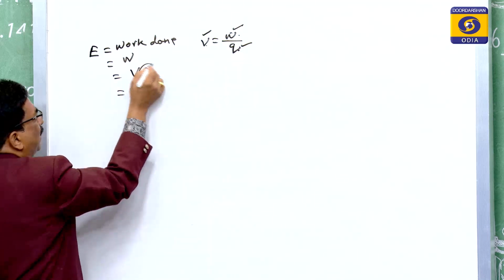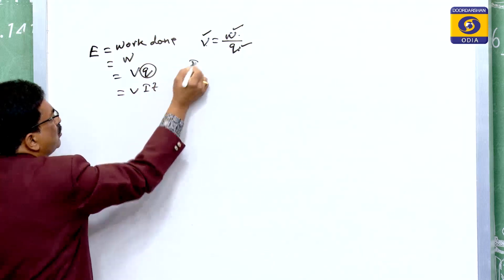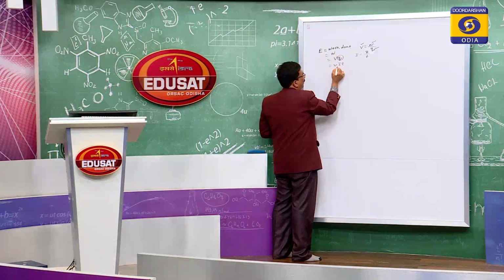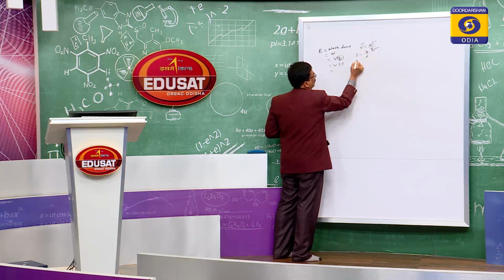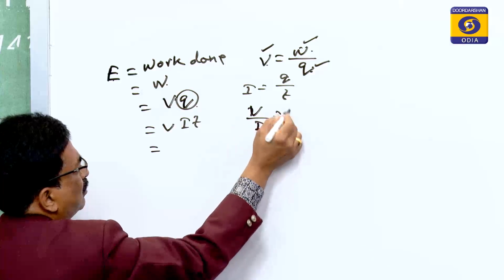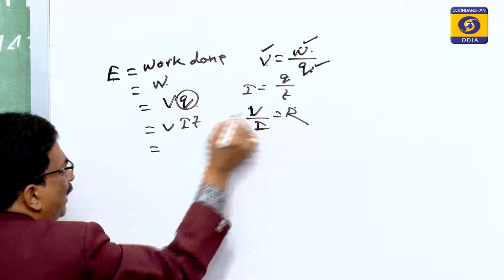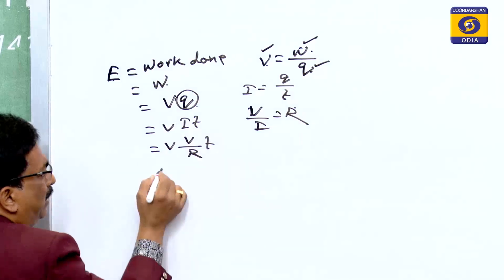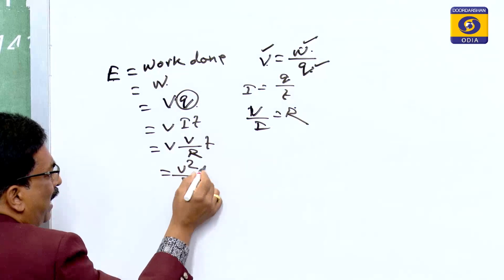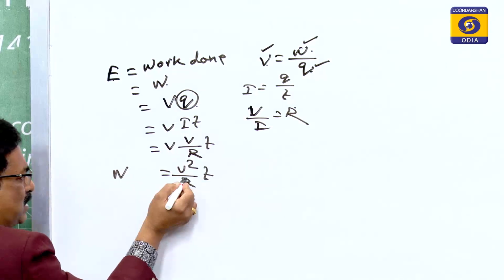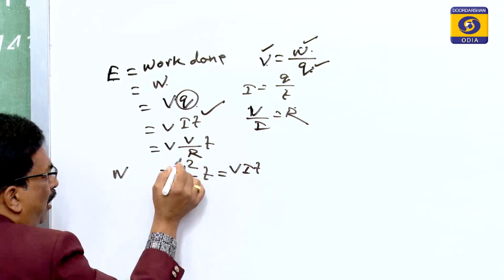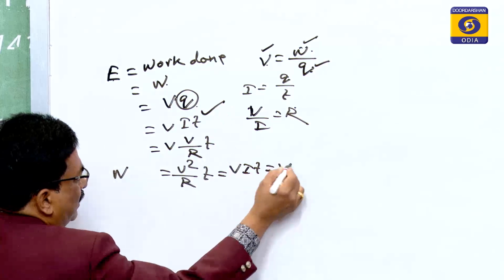This can also be written with Q equal to IT, because you know I is equal to Q by T, so Q is equal to IT. So E or W is equal to VQ or VIT. Or you can also say I is equal to V by R. So instead of I, if we put V by R into T, that is equal to V square by R into T. So W is equal to VIT, or V square by R into T, or VQ.